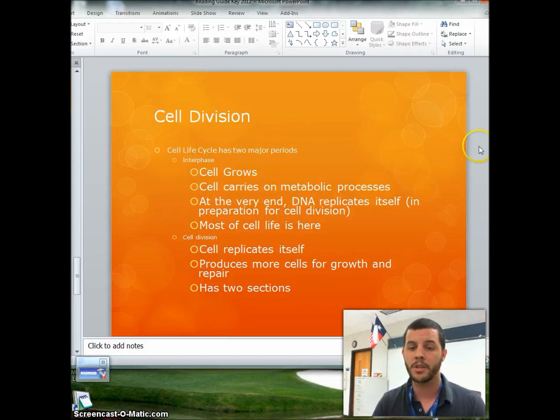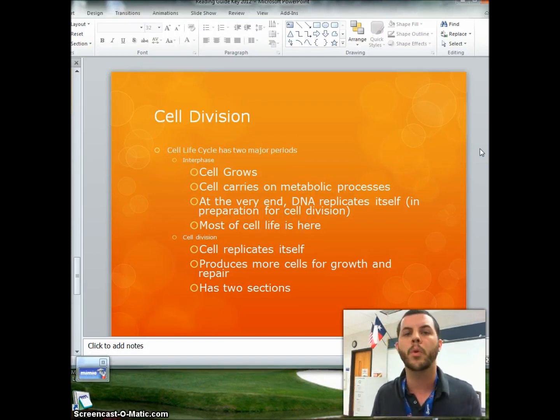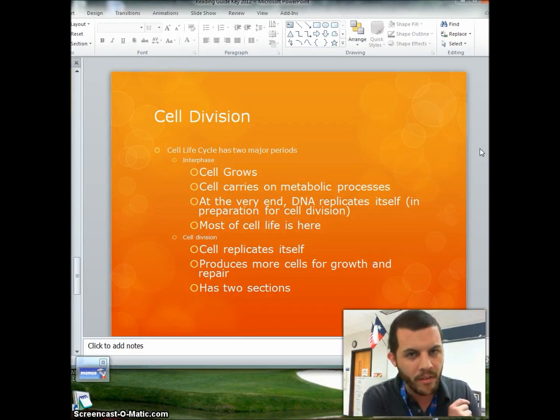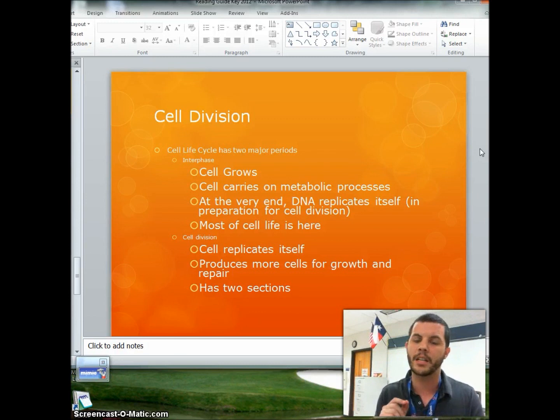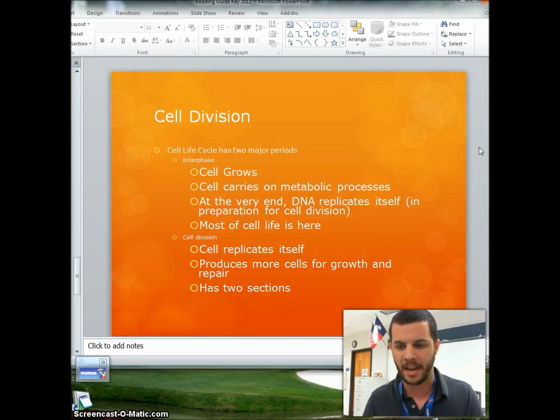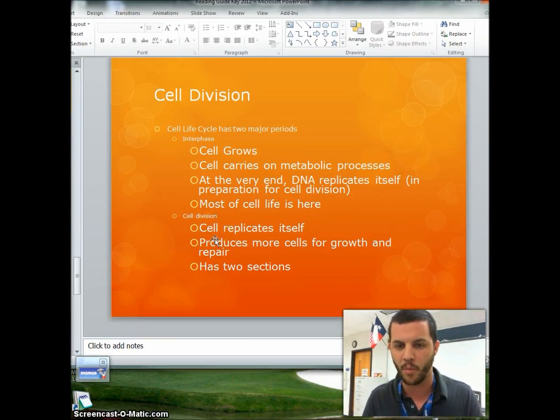The cell life cycle has two major periods. We've got interphase, which is where the cell's going to grow. It's going to do metabolic processes. It's going to be the majority of the cell life, okay? Then we have a very special time called cell division. And cell division is where the cell is actually going to replicate itself. Okay, so we are going to take a look at what that means.